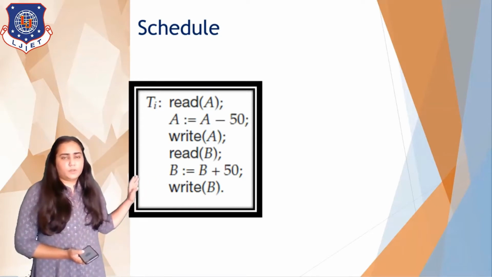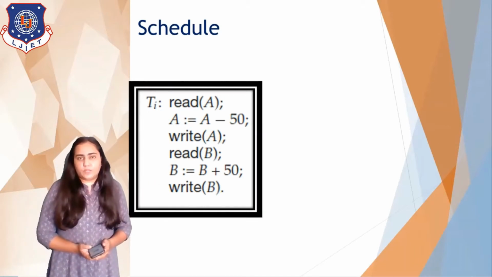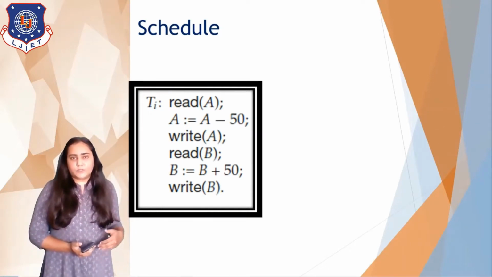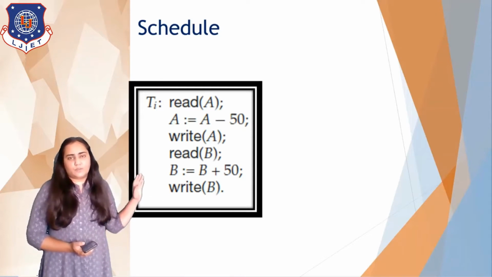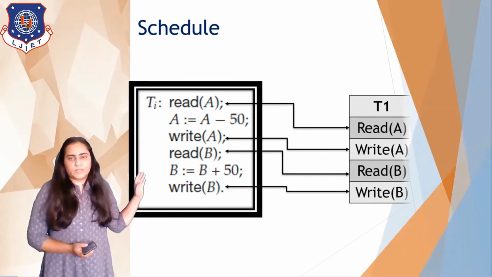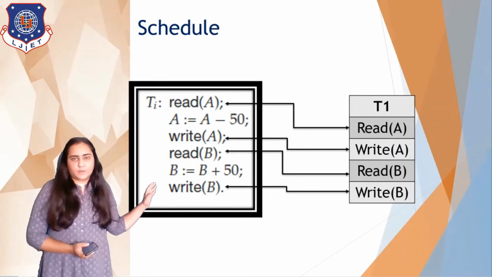But from here, the operations that are most important are the read and write operations, because those are the only operations where the memory is being used. In other operations, the memory is not being used. It's just a calculation. And so we'll only extract the read and write operations from T1. So what you can see here is read and write operations of T1 extracted from T1.